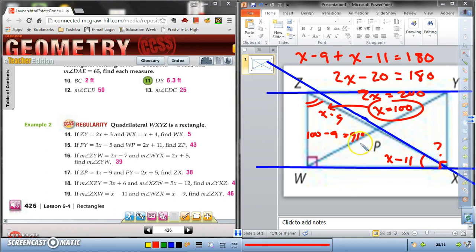And then I know that this angle and this angle are alternate interior. And so then the measure of the angle that I'm looking for, which is angle ZXY, is equal to 91 degrees. All right.